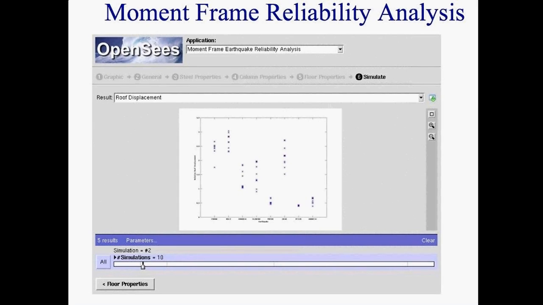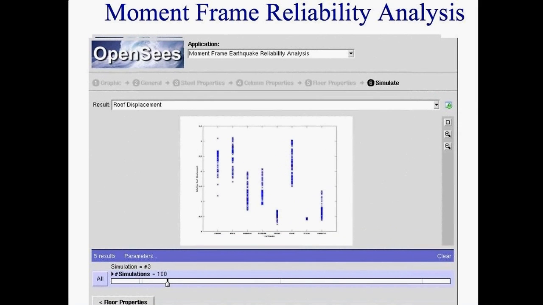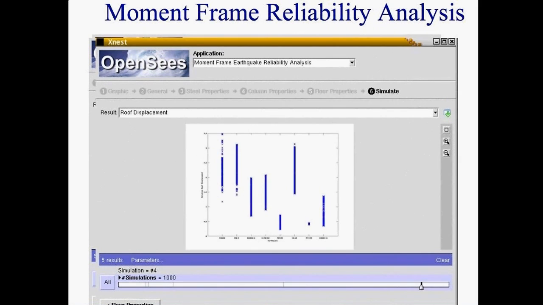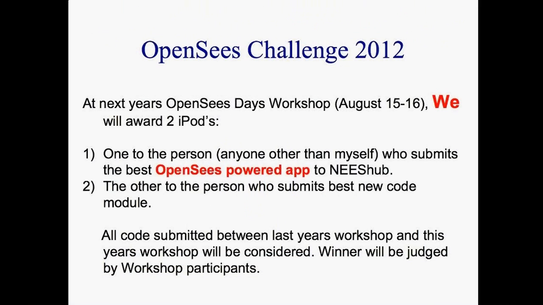As you see, I'm just plotting the roof displacement here. There's a big change in what the possible outcome might be. If I did it 100 times, that's the distribution of what the roof displacement might actually look like. 1,000 times. So that pretty much concludes my presentation.